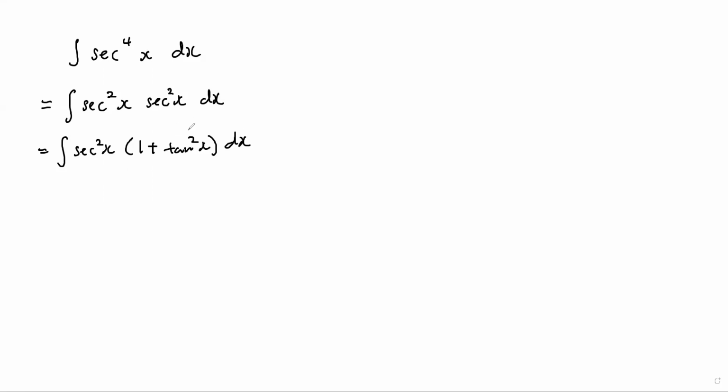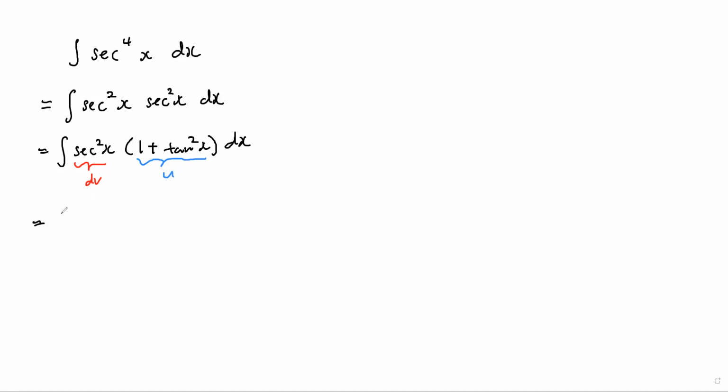So now we have to decide which one to be dv and which one to be u. In this case, I think secant square is quite easy to integrate compared to 1 plus tangent square. So I'm going to let this be dv, and I'm going to let this be u.